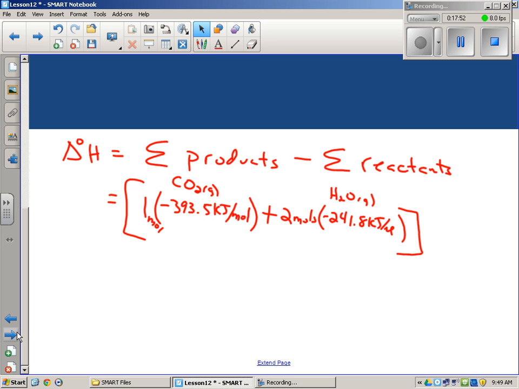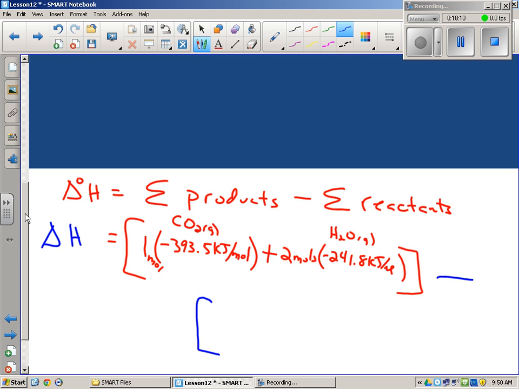Minus the sum of the reactants. Okay? So once again, I'm going to put some big brackets here. The reactants. Okay? And of course, this is going to give us delta H, by the way. All right. So what are the reactants?